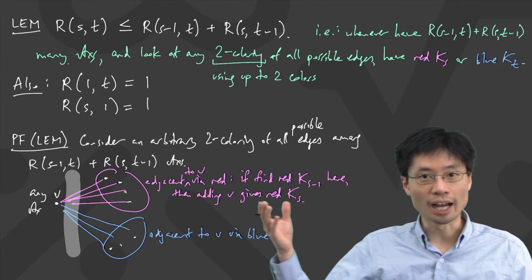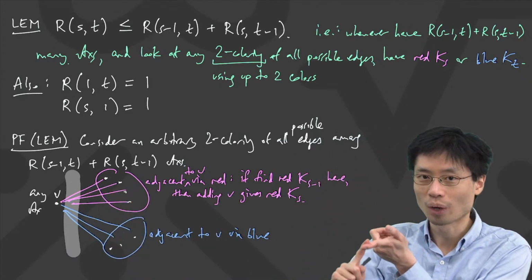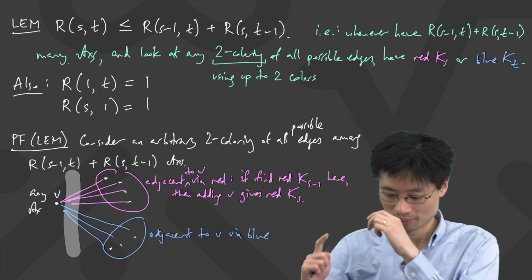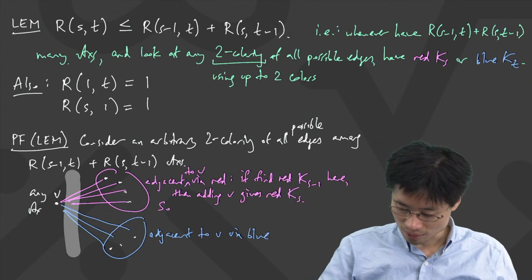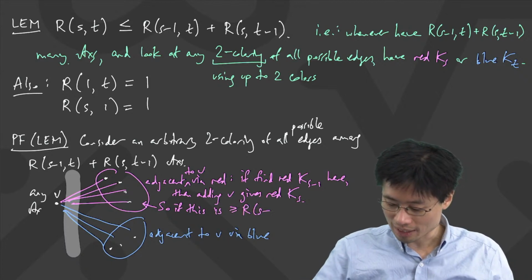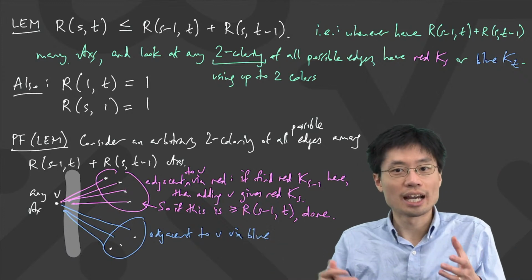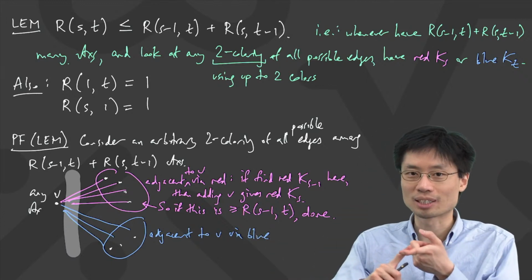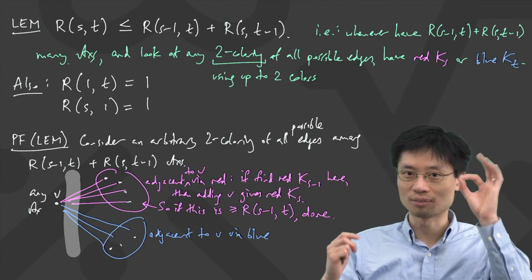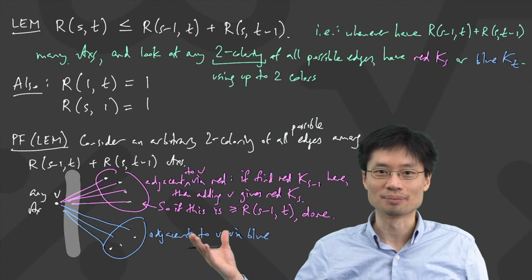So that means that I only need to guarantee inside this zone a red K_{s-1} or a blue K_t. So what that means is, if this is at least Ramsey number R(s-1, t), I'm done. That's one of the important points. Are people okay with this? As soon as I have enough vertices to guarantee a red K_{s-1}, which I'll add the v to, I get a red K_s, or if I get a blue K_t, well, got it, that's it, I'm done. Then I'm good.